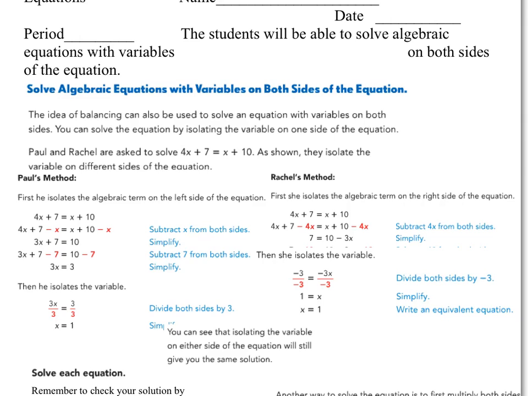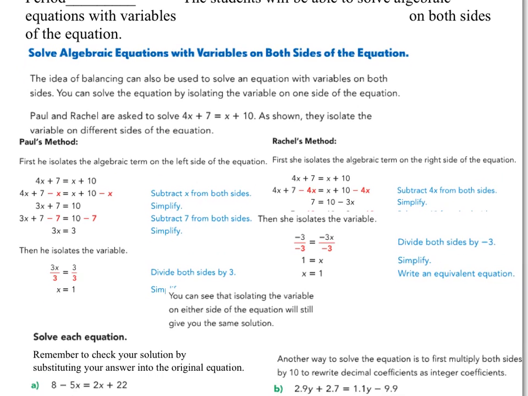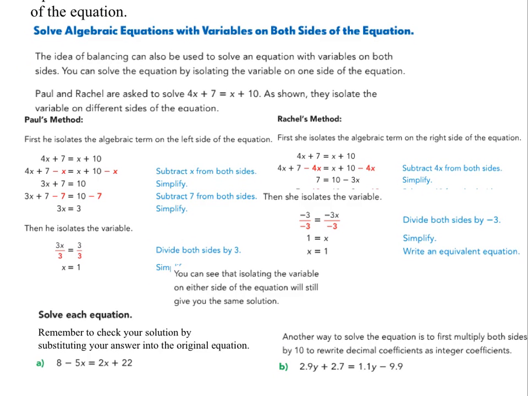Paul and Rachel are asked to solve 4x plus 7 equals x plus 10. As shown, they isolate the variable on different sides of the equation. What I normally do is I look for the smaller variable, and that's the one I move. So it's either the smaller positive number or the larger negative number. I am going to go over here with the method on the left.